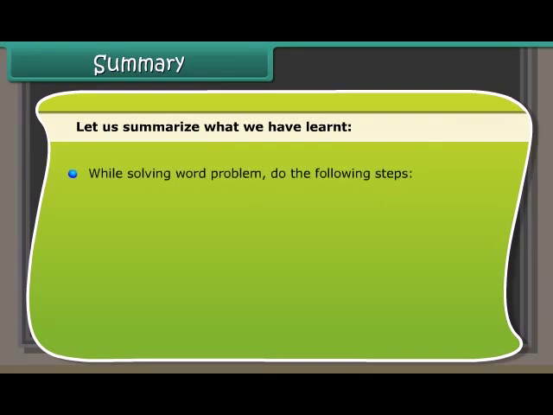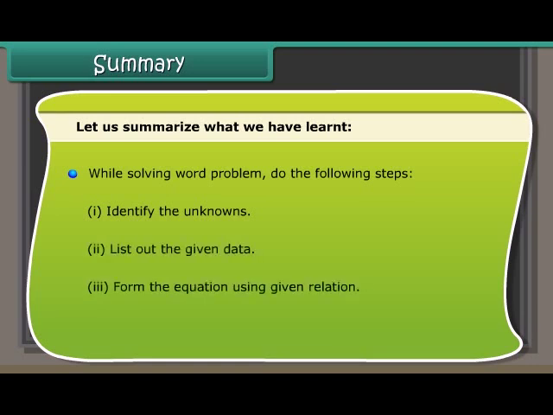While solving a word problem, do the following steps. 1. Identify the unknowns. 2. List out the given data. 3. Form the equation using the given relation. 4. Find the unknown by solving the equation.